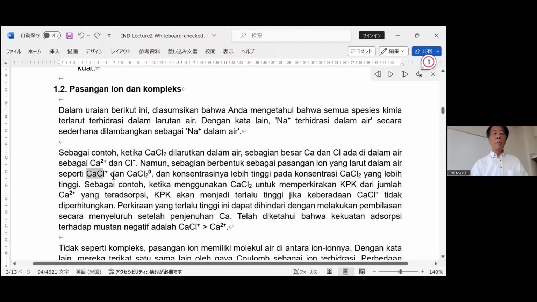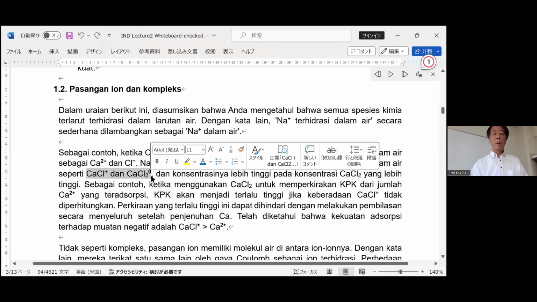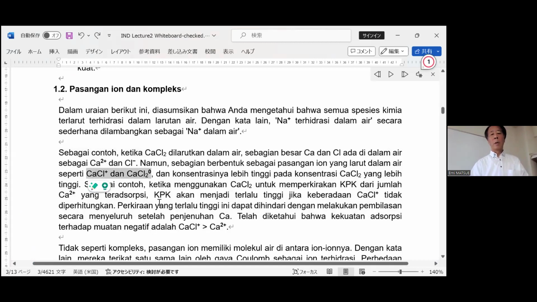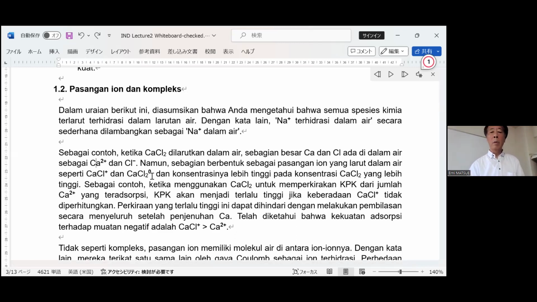They are ion pairs. In addition to Ca2+ and Cl-, CaCl+ and CaCl2 exist in high-concentration calcium chloride solution.